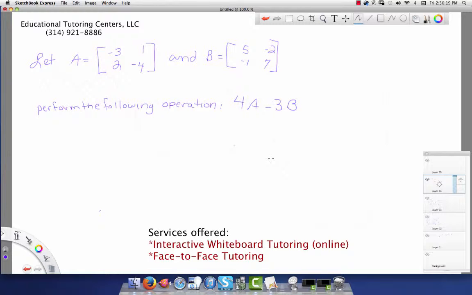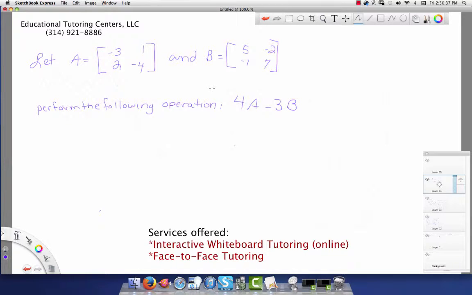This one is subtracting matrices. The first one I did was adding matrices, and the second was matrix multiplication. So let's go ahead and get started. We're using the same two matrices. They're 2 by 2, 2 rows, 2 columns for each of these.